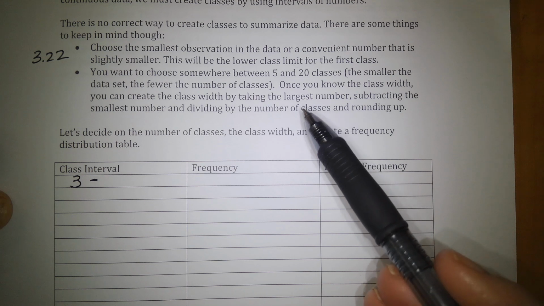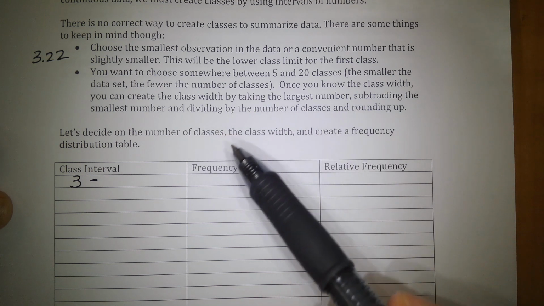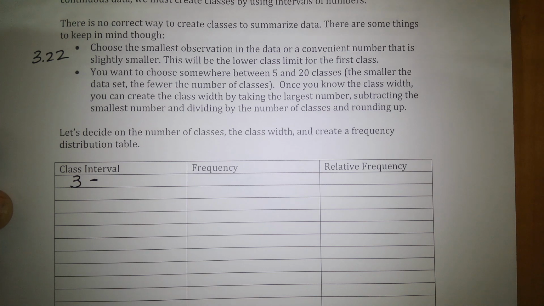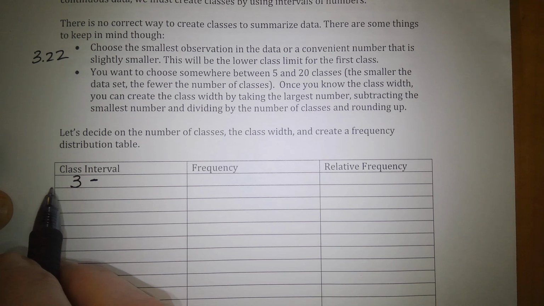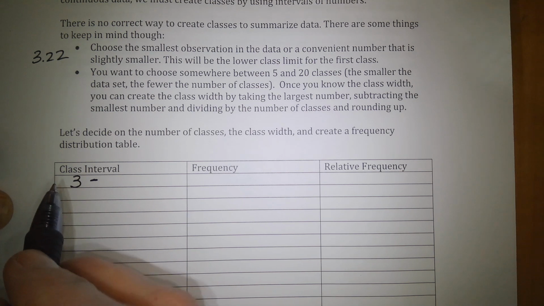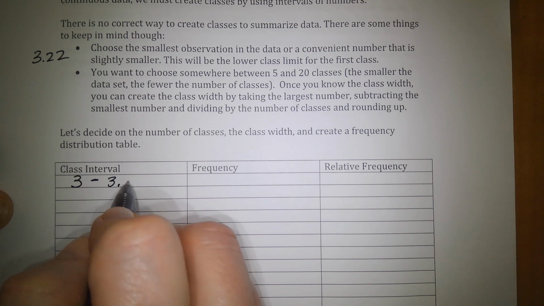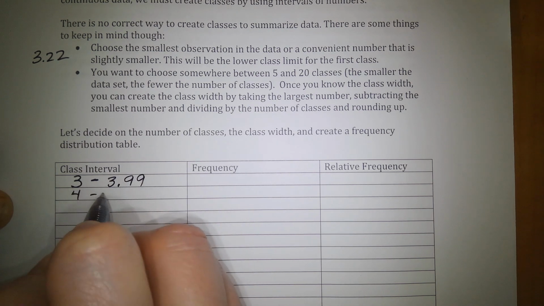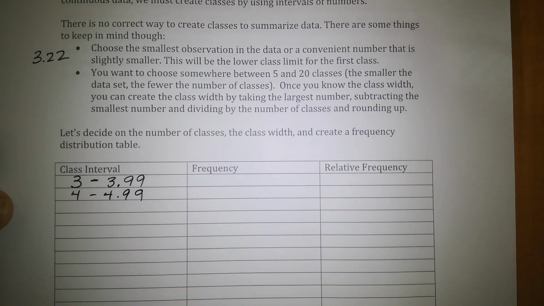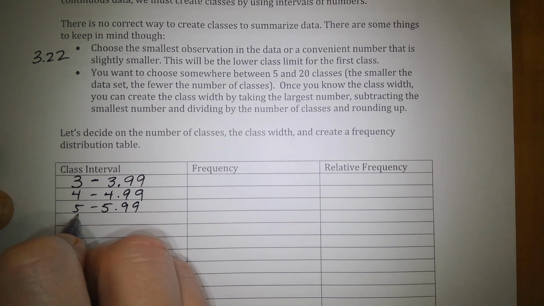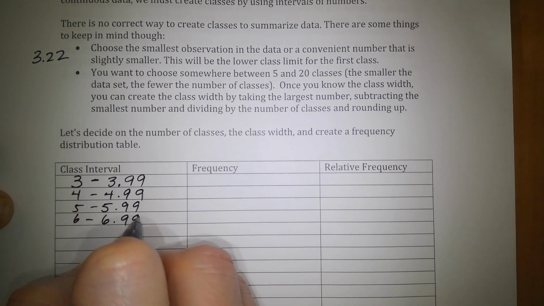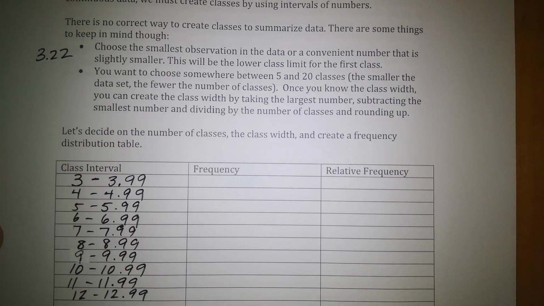Once we know the class width, we can create it by taking the largest number, subtracting the smallest number, dividing by the number of classes, and rounding up. For this example, I think it makes sense to do each individual integer as its own interval. So for example, I'm going to go from 3 all the way up to 3.99, and then the next class interval will start at 4. This would be a very good example, because when I'm done with this list, you'll see how many total classes I'll have. So let me finish this list.